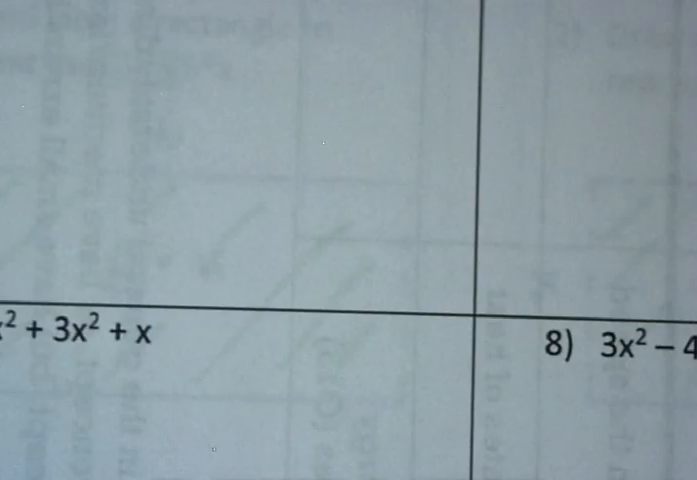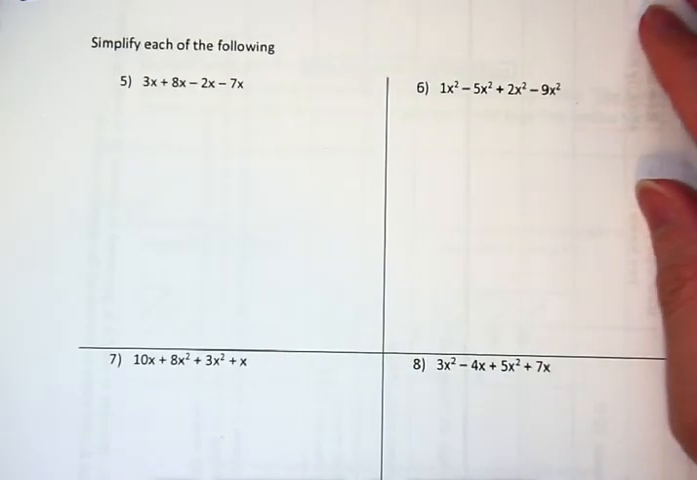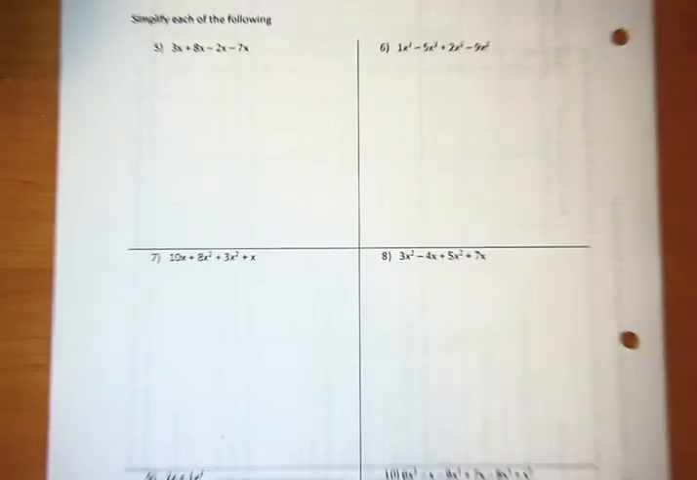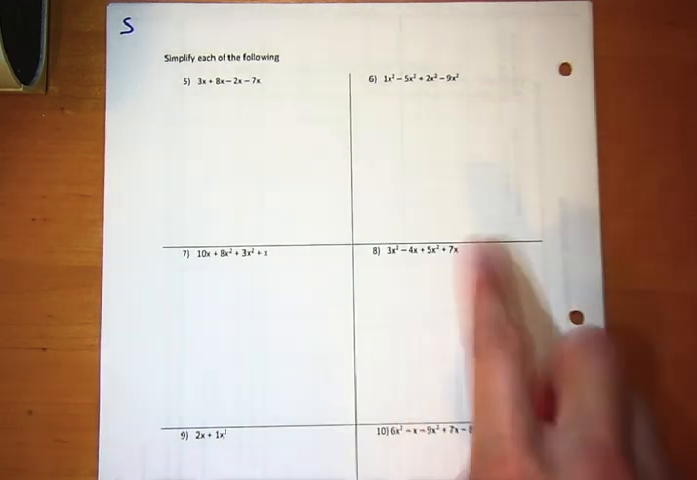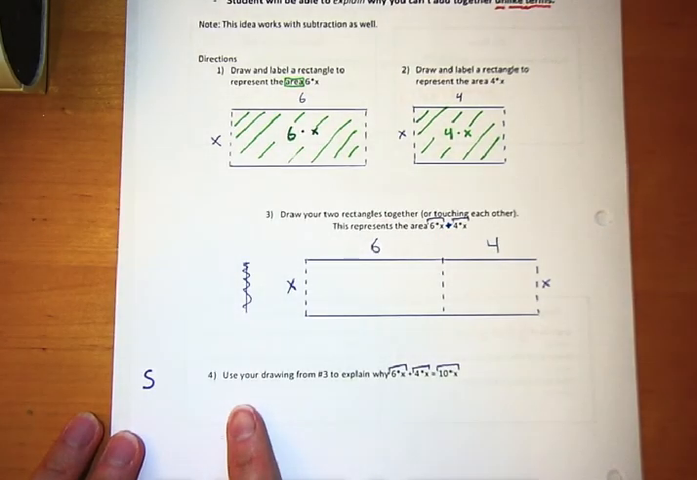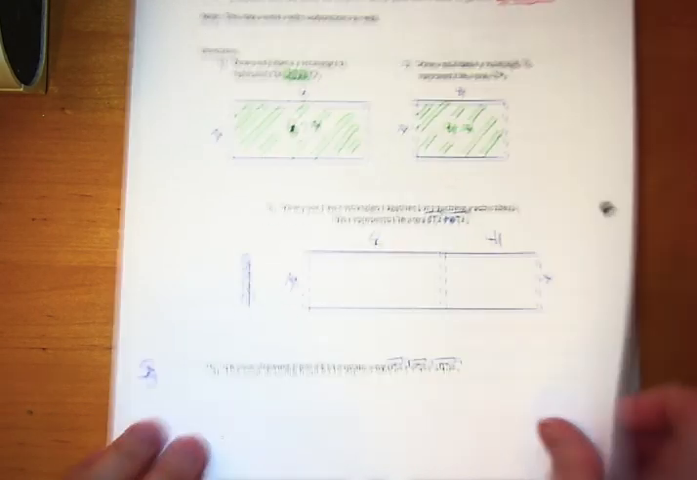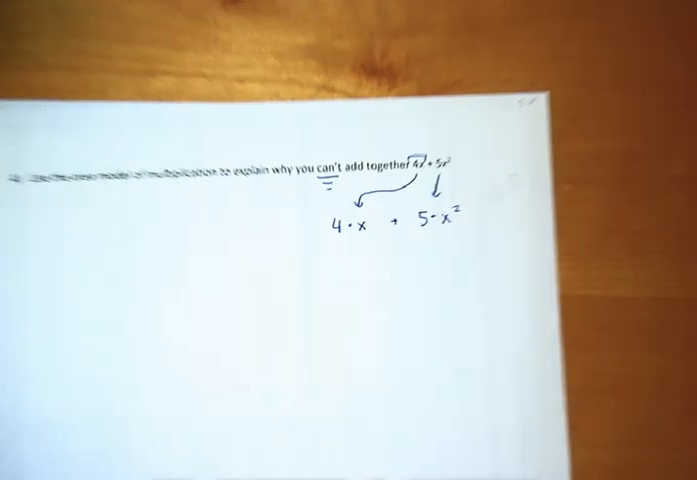Finally, when you're done with that, you guys are going to practice simplifying or combining like terms for these 6 problems. They are in your worksheet. Go to Google Classroom if you have not already to find this worksheet. So you're turning in these 6 questions, then this question right here and the question we just talked about. Why can you not combine 4x plus 5x squared?